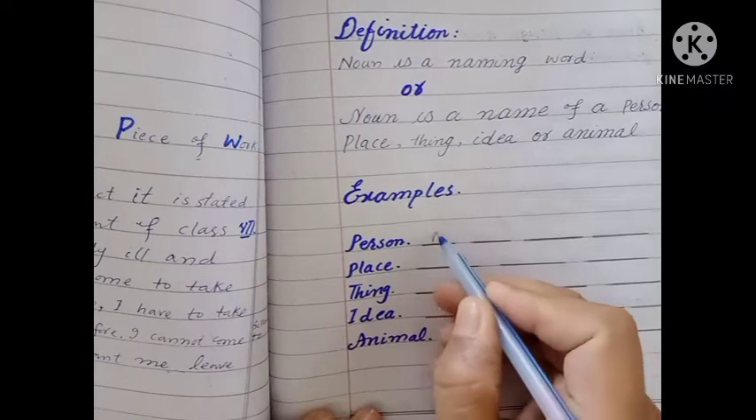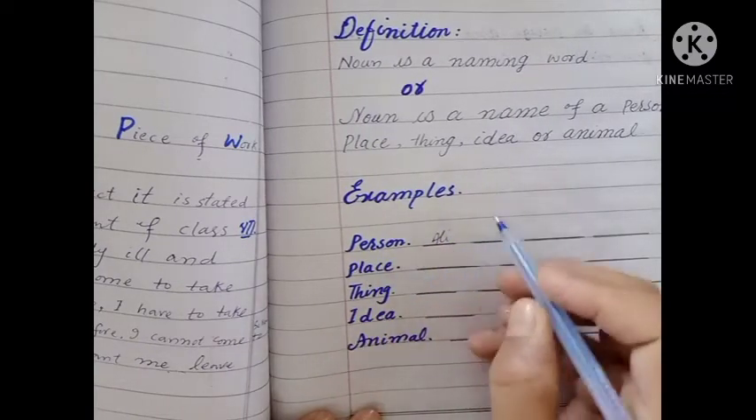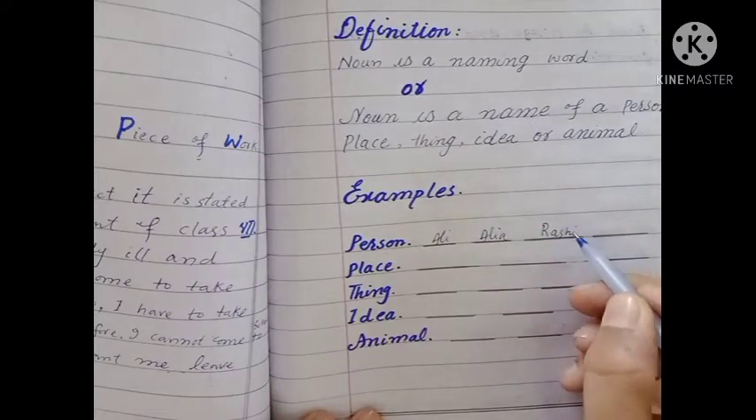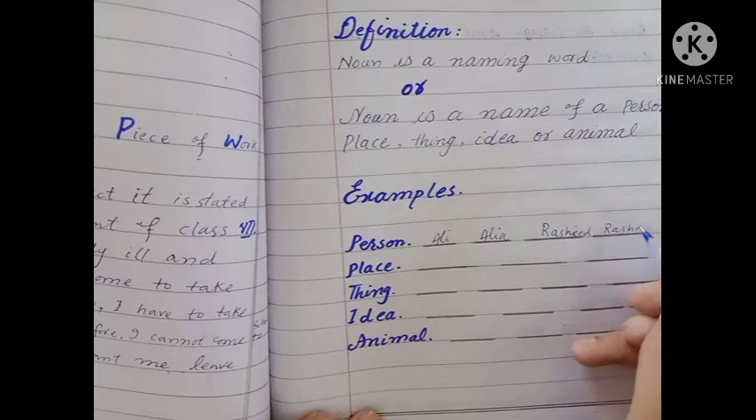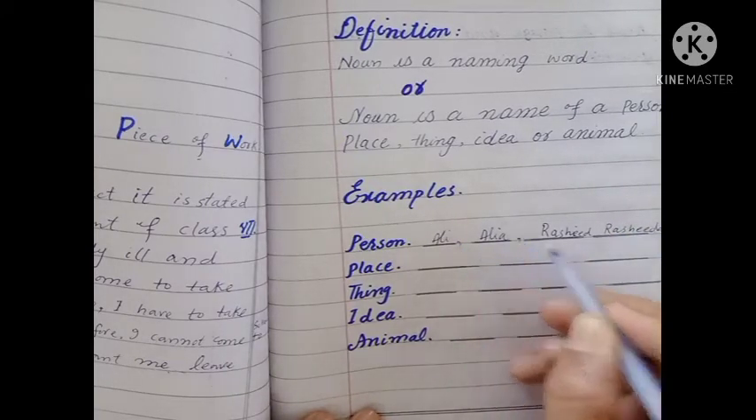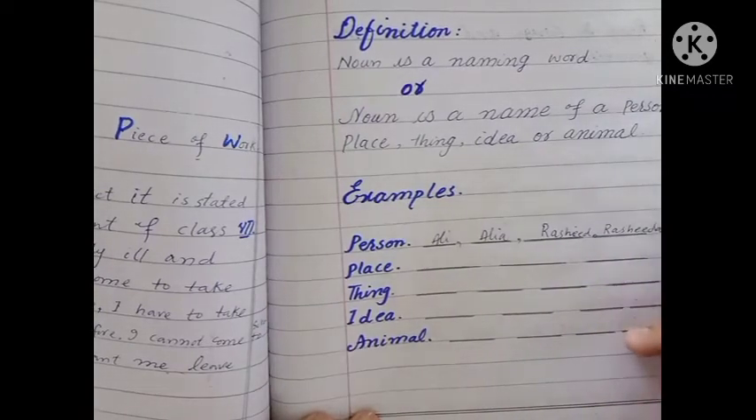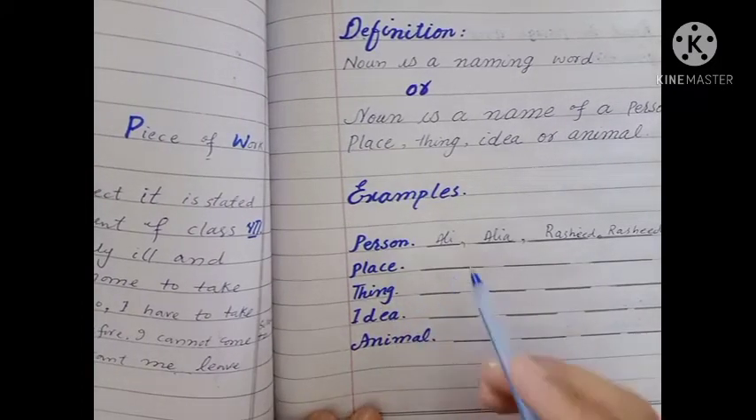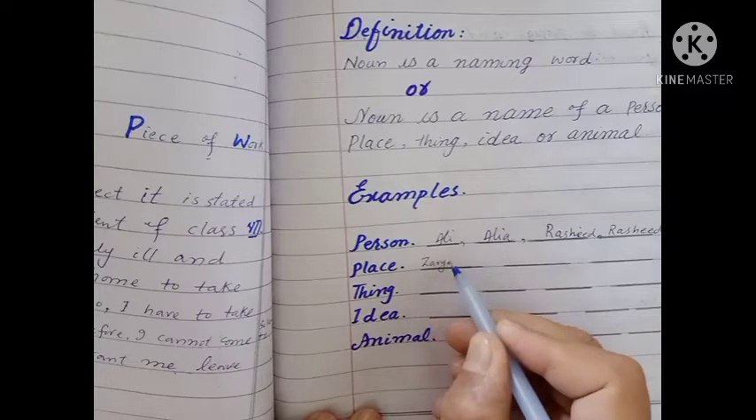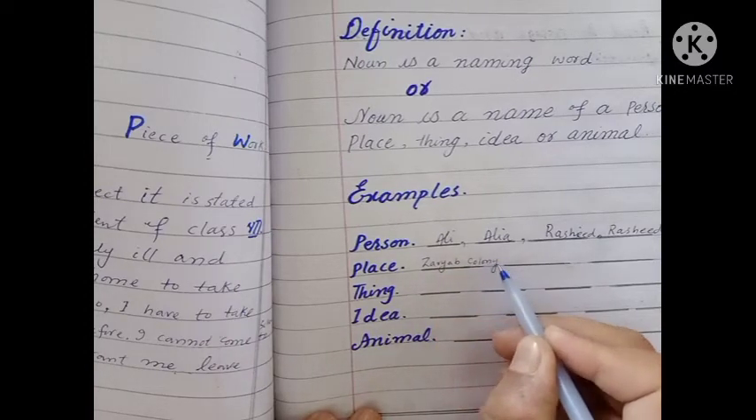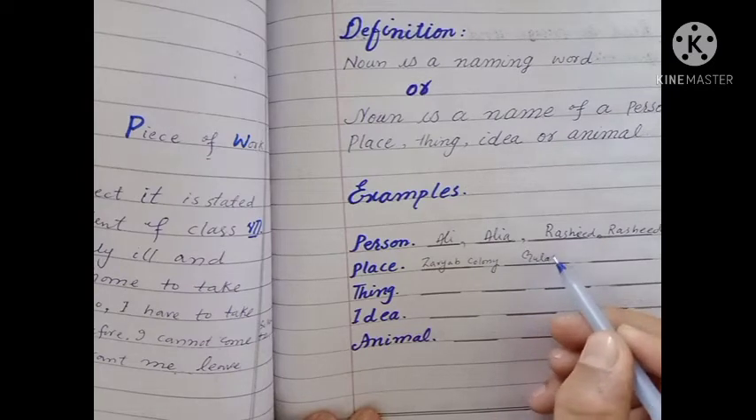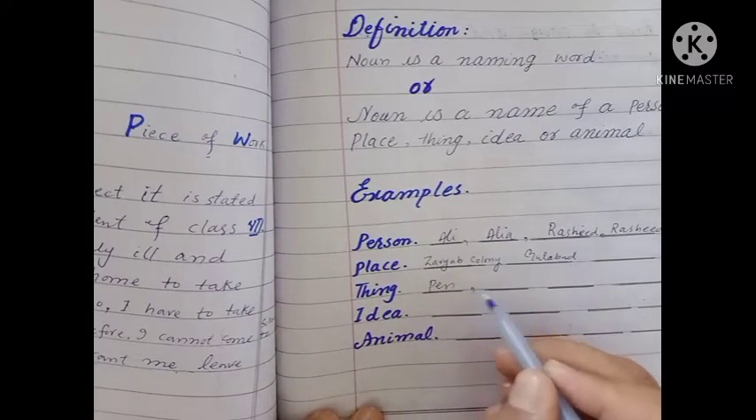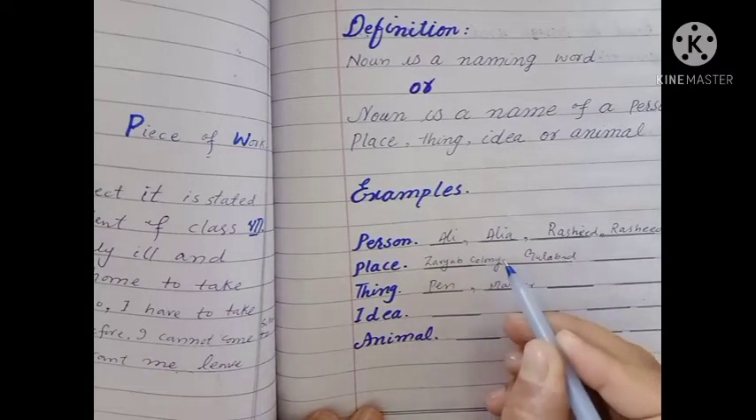etc. Like I write here, person: Ali and female Alia, and next I write Rashid and Rashida, right? So male or female, both can be a person, full stop. And you can write etc. Place: suppose I write Zaryab Colony, and next Golabad. You can write down many examples like this. Things can be pin or marker, etc.